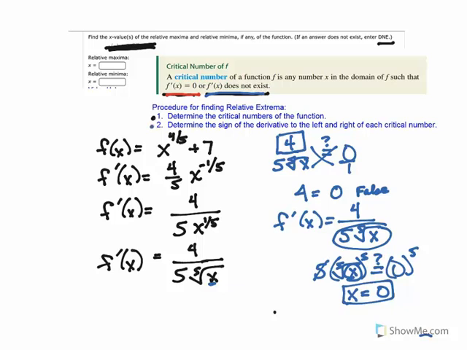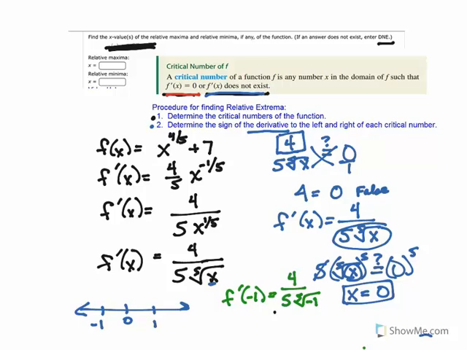So the next thing says to determine the sign of the derivative to the left and right of each critical number. So if I take a number line, and I'm going to choose some easy numbers like -1 and +1, and remember I'm looking at the derivative. So I want to evaluate that derivative at -1. So that would be 4 over 5 times the 5th root of -1. The 5th root of -1 is -1. So that would be negative.